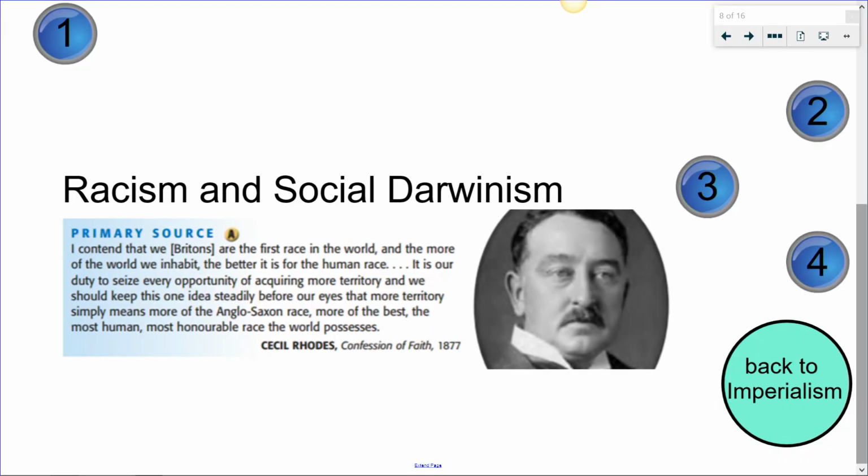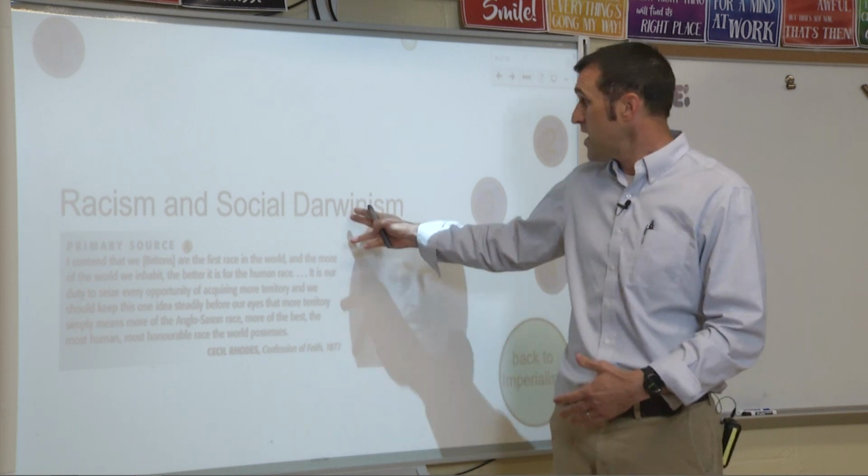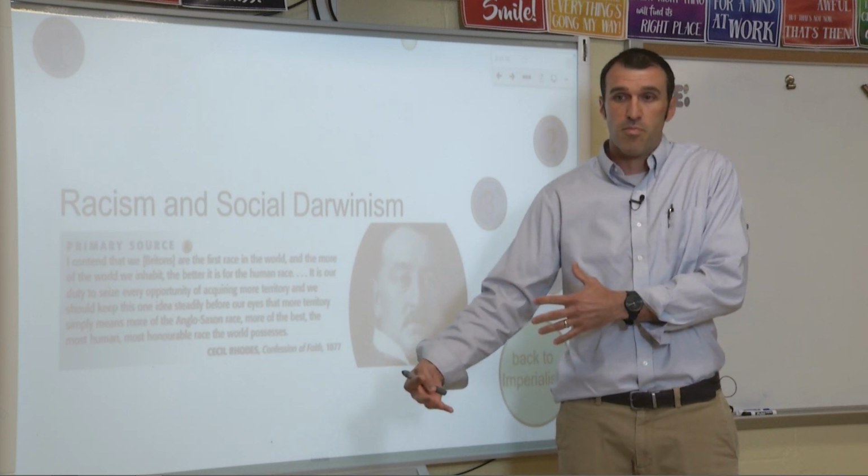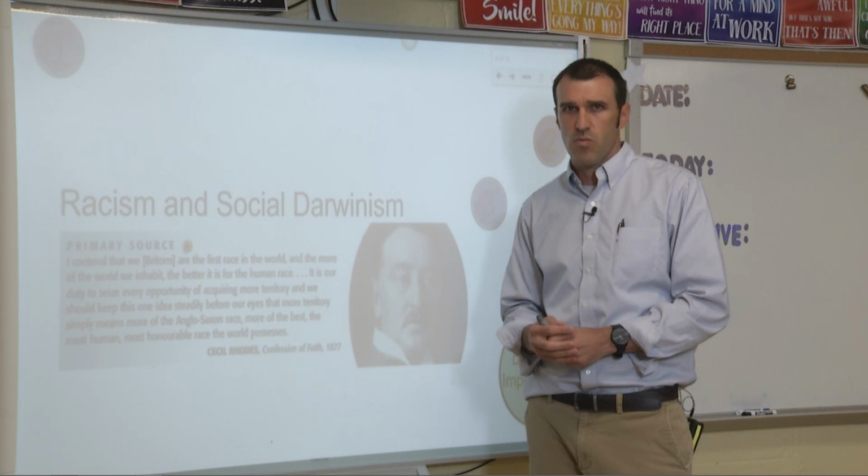He said, "I contend that we, Britons, are the first race in the world, and the more of the world we inhabit, the better it is for the human race. It is our duty to seize every opportunity of acquiring more territory, and we should keep this one idea steadily before our eyes, that more territory simply means more of the Anglo-Saxon race, more of the best, the most human, most honorable race the world possesses." And that's in 1877. Man, that's just full of racism and social Darwinism. A clear motivating factor, the feeling that they could come in and conquer another place because they were superior in some way.